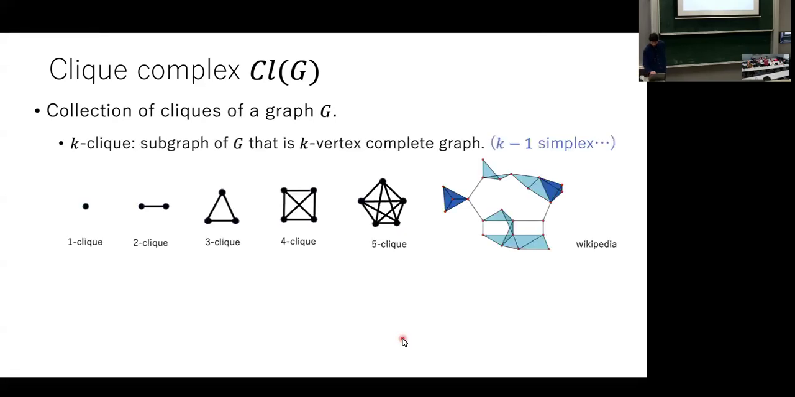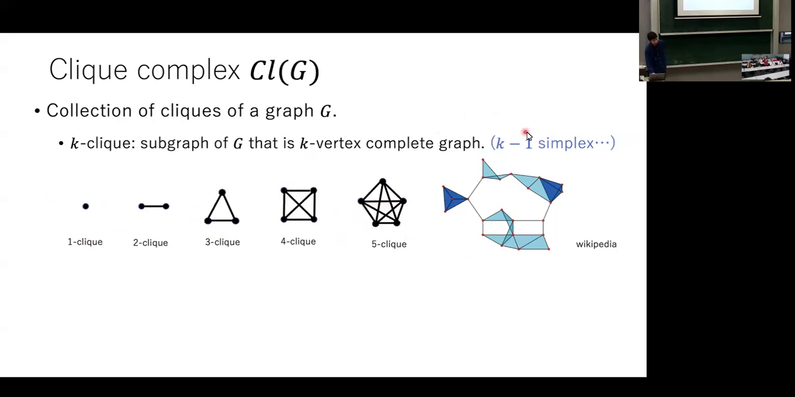Okay. The particularly important class of simplicial complex in this talk is the clique complex. The clique complex can be defined through a description of a graph. The clique complex is a collection of cliques in a graph. A k-clique is a subgraph of the graph which forms a k-vertex complete graph. For example, a 1-clique is just a point, and a 2-clique is a line. This is a 3-clique, this is a 4-clique, and this is a 5-clique.